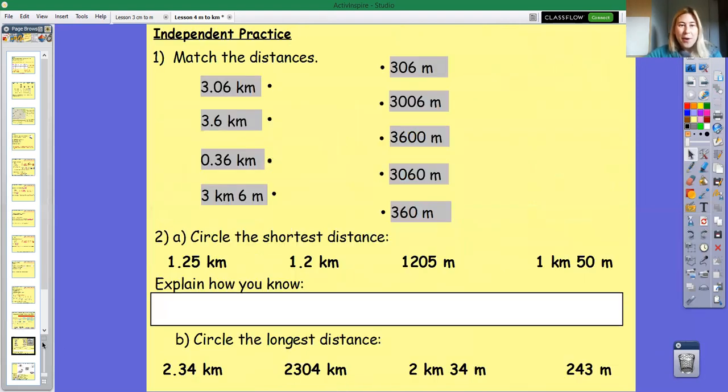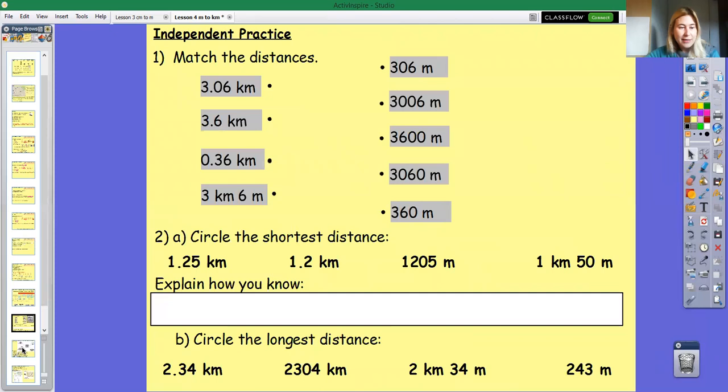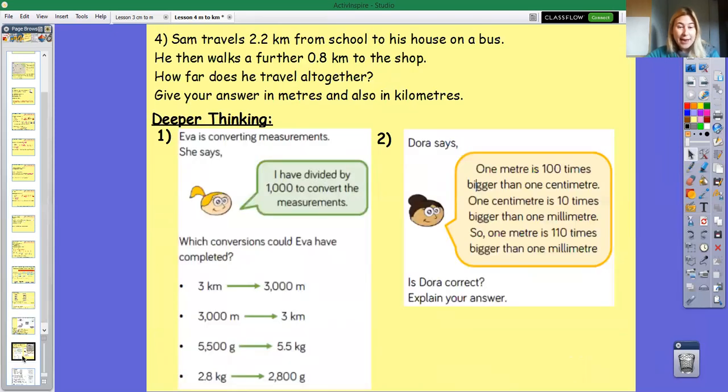Now, you can pause the video and have a go at your independent practice tasks, and remember that the deeper thinking is at the end, and you've got your mark sheet, okay?